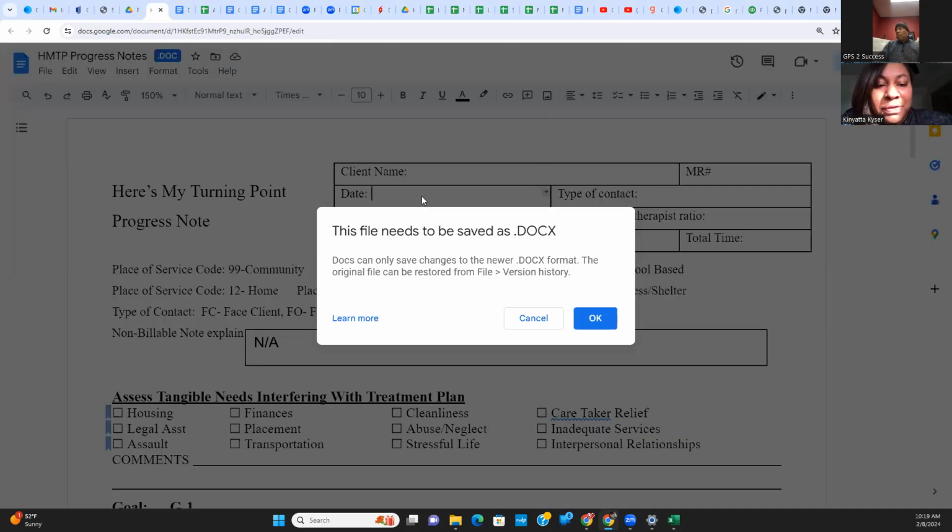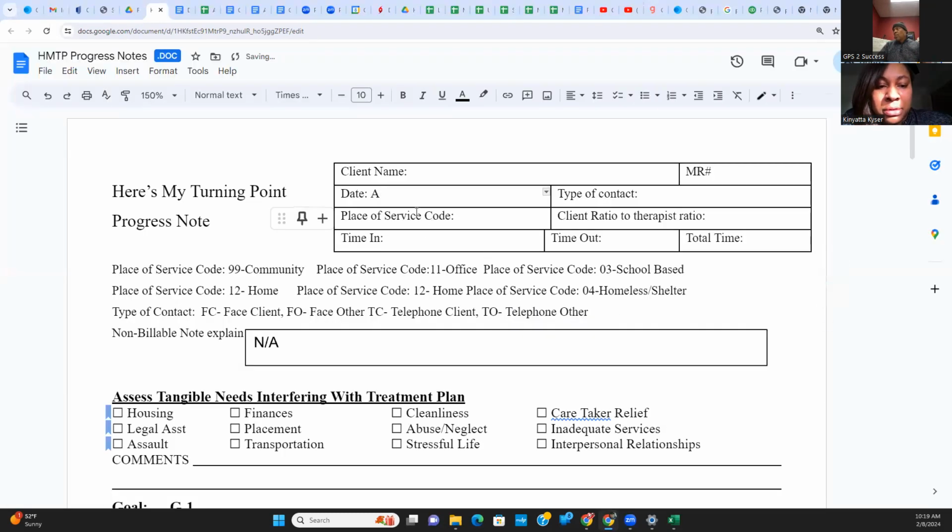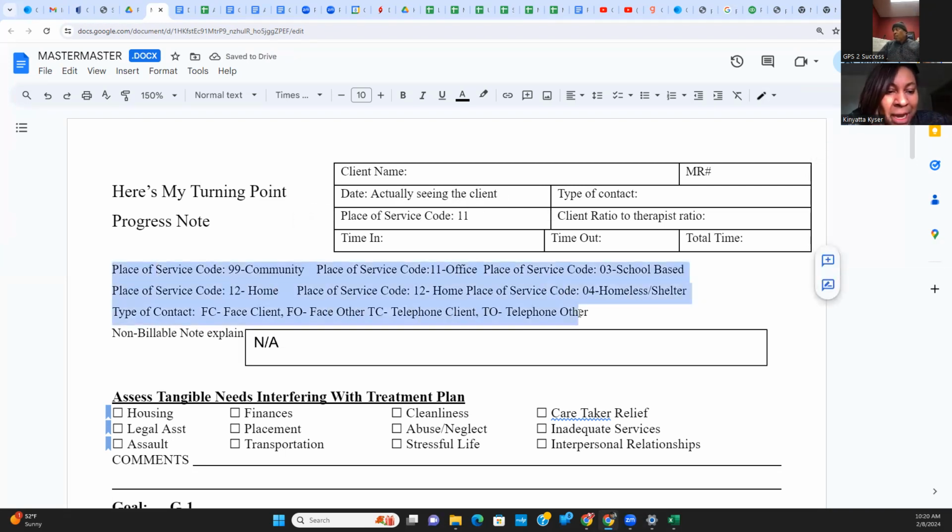Now, the place of service code would be that 11, 03, 99. All these are the place of service codes, right? Now, for the type of contact, you would just put FC for face to face.